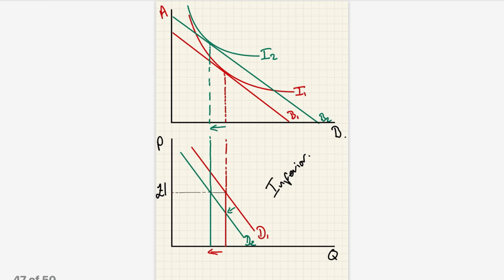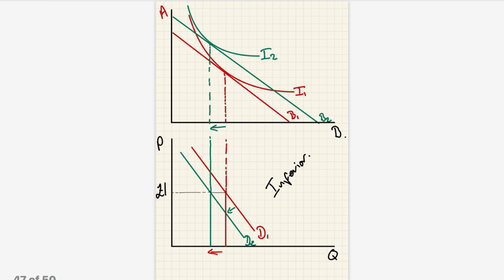Okay, so now we're going to move on to a different product. Here, once again, the consumer's income has increased, so the budget line has shifted outwards from B1 to B2, and the equilibrium position has moved from B1 I1 to B2 I2. So we can see that the consumer's income has increased, but as a result, the consumer now buys and consumes less of good B.